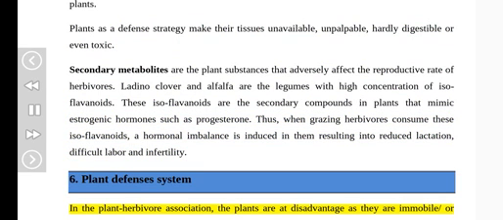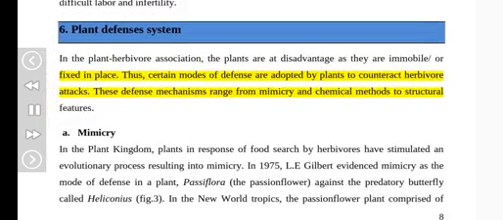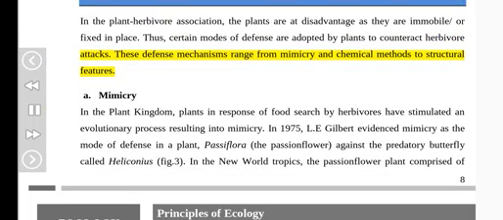6. Plant defense system. In the plant-herbivore association, the plants are at a disadvantage as they are immobile or fixed in place. Thus, certain modes of defense are adopted by plants to counteract herbivore attacks. These defense mechanisms range from mimicry and chemical methods to structural features.